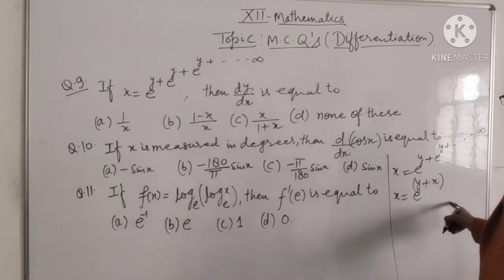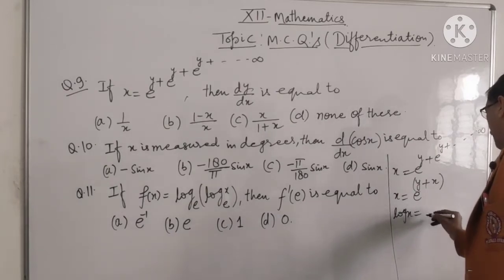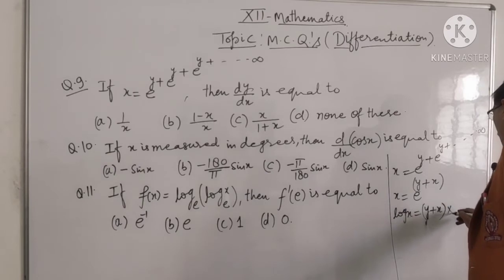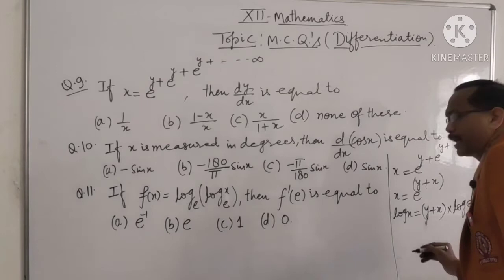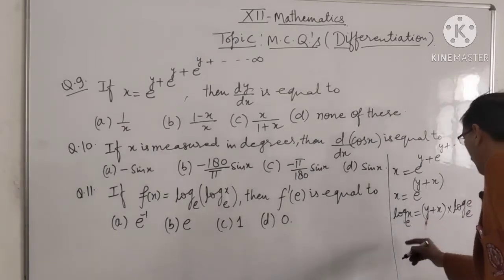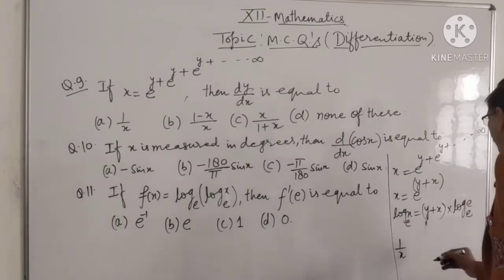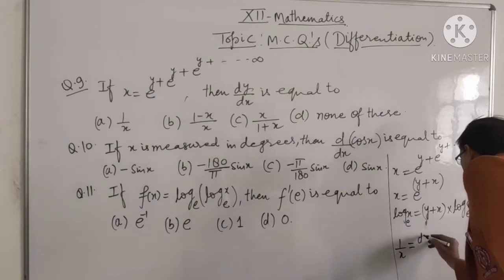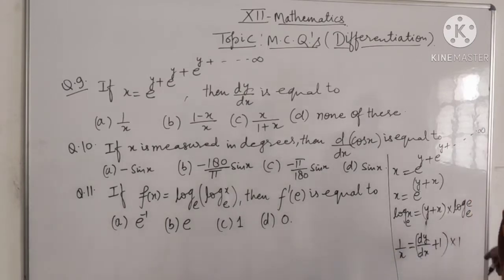Now taking log on both sides, so log x equals y plus x, and log e to the base e is 1. We are taking the log to the base e. Now the derivative of x is 1. Log x gives 1 upon x, which is equal to the derivative of y, dy over dx, plus 1, and this is 1. Log e to the base e is 1.